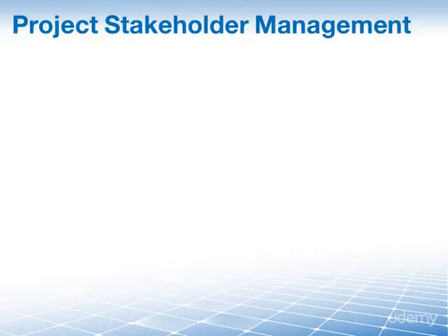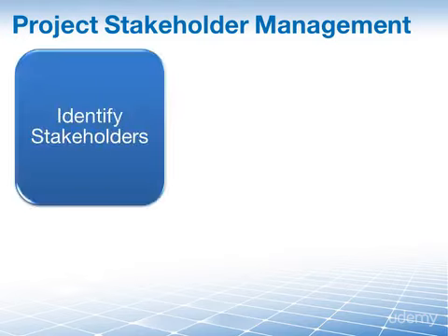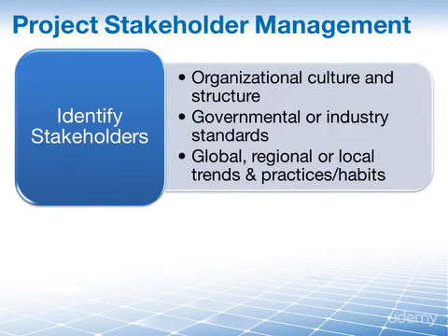So let's take a look at the factors that you should be aware of for these two processes and then jump into a couple of examples. The first process, identify stakeholders. Here we take the organizational or the company culture into consideration, any governmental or industry standards that we have to comply with, and any global, regional or local trends, practices or habits.